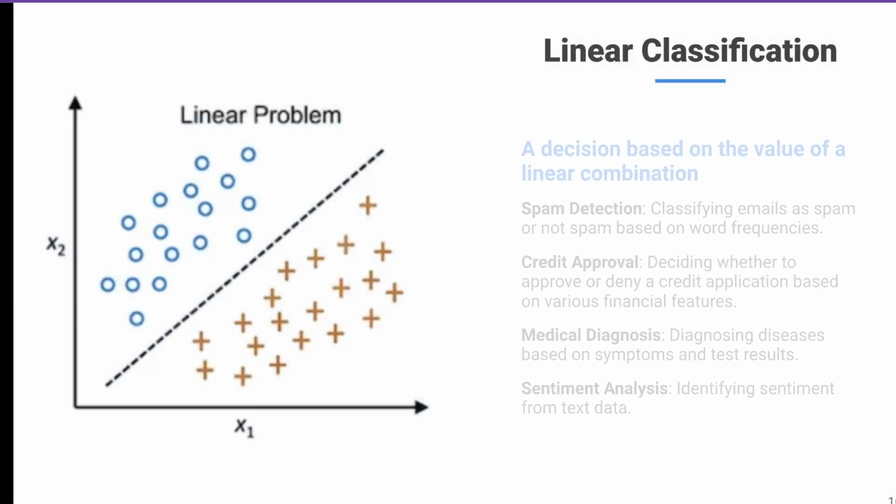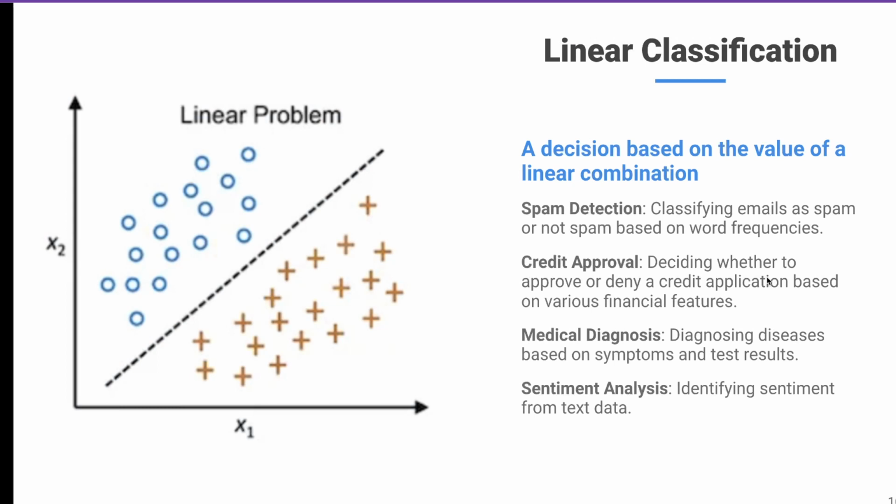So let's keep going here. So classification is basically there's two types. There's linear and nonlinear. Okay, so a linear problem, as you can see here, it can be easily separated. You can basically draw a straight line through it. We've already talked about this. Credit approval, yes, no. Medical diagnosis, yes, no. Spam detection, yes, no. And remember, these can be either individual points or they can be a collection of points.